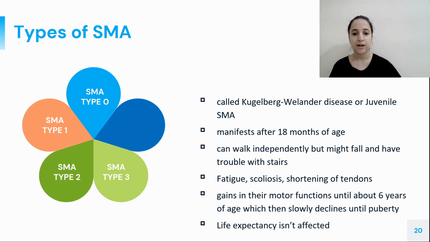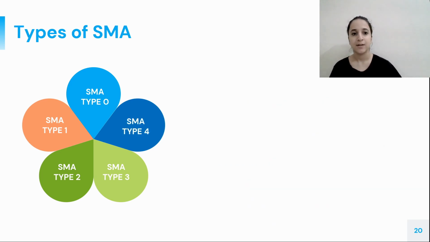Here the individuals have normal life expectancy, it is not affected and is almost equal to individuals who do not have SMA. The last type here is SMA type 4.